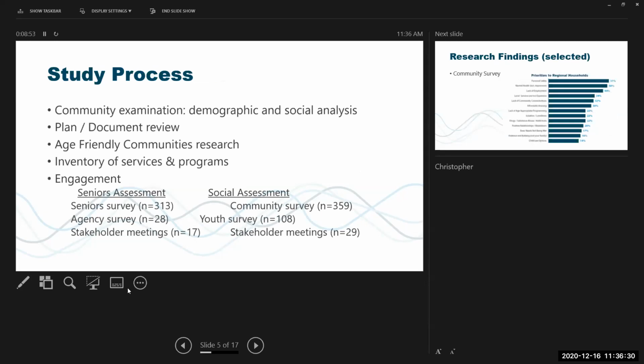So our study process, just to give you some of the meat and potatoes of how we did this, we did some demographic and some social analysis, and we won't share a ton of that information today because there's quite a bit there, but I know the report would be available for those who are interested.